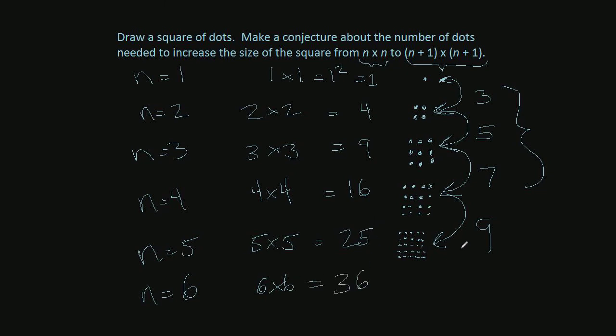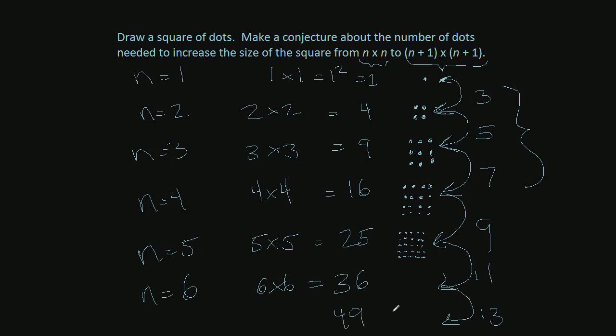You can already see what the next pattern is. We added 11, because 3, 5, 7, 9, 11. So we don't even need to know what n equals for the next one, because we already know the amount of dots needed to make it is going to be 13, because that's the next odd number in the sequence. 36 plus 13, what is that? Did I do this right? 3, 5, 7, 9, 11, 13. So that would be 49.